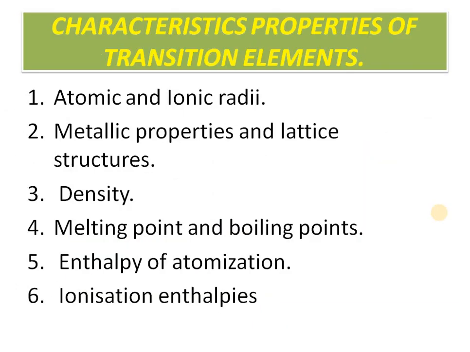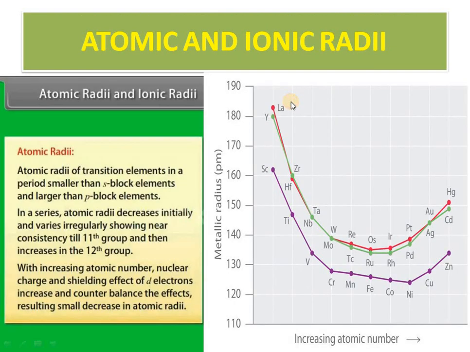Okay, so now coming to the other characteristics, that are atomic and ionic radii, metallic properties and lattice structure, density, melting point, boiling point, enthalpy of atomization, ionization enthalpies. These things we are going to discuss. Rest of the properties will be taken up in the next video. So let us start with the first property, that is atomic and ionic radii.